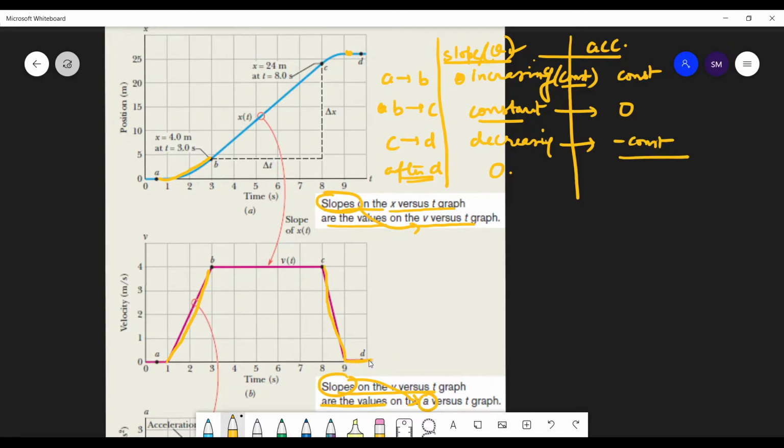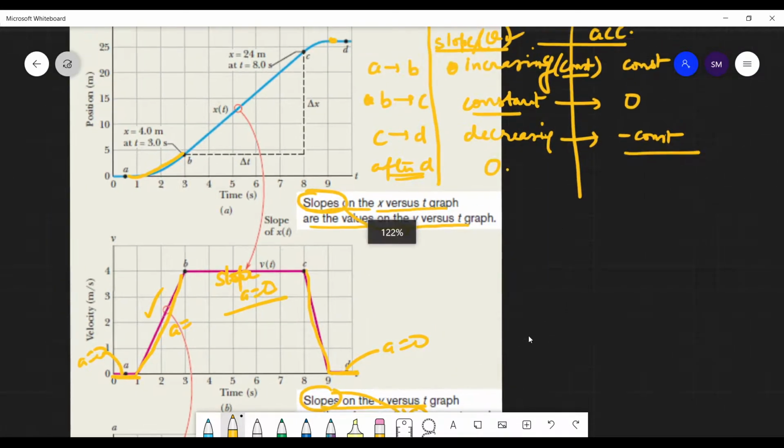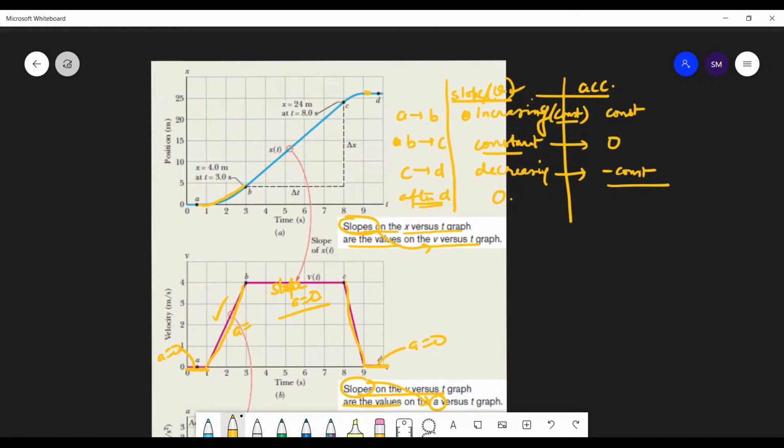And here the slope is 0. So if the slope is 0, it means acceleration is 0 here also and here also. Here acceleration is there because slope is there. Here slope is 0, so acceleration is 0. Yes? Yes, sir. Clear.